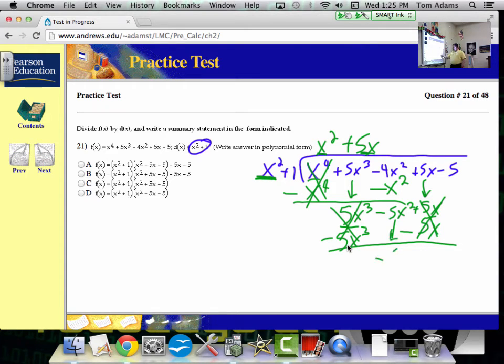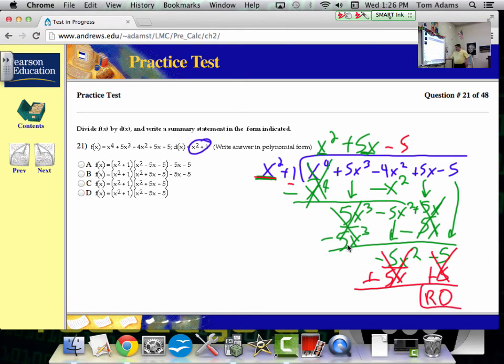So I'm going to drop down my negative 5x squared, drop down this negative 5. What do I multiply x squared by to get negative 5x squared? Negative 5. Multiply this by this, and I get negative 5 times negative 5x. Now, how do I subtract a negative? When I subtract negatives, I switch the sign and add them. This cancels with this, cancels with this. That means my remainder is 0.